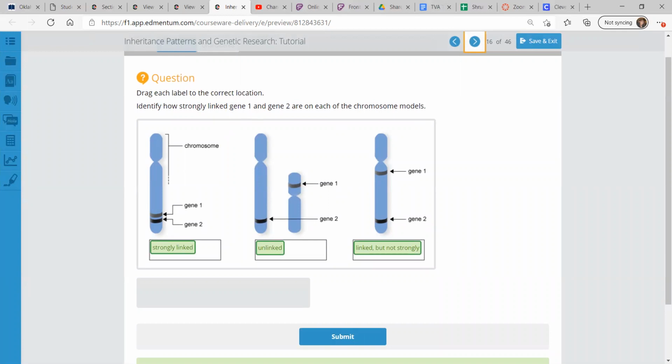So identify how strongly linked gene 1 and gene 2 are on each of the chromosome models. Check it out. We have gene 1 and gene 2 on the same chromosome and very close together, strongly linked. Here we have gene 1 on one chromosome, gene 2 on another. That's referred to as unlinked. Then we have gene 1 and gene 2 on the same chromosome, but farther apart than this one. So it's linked, but not very strongly.